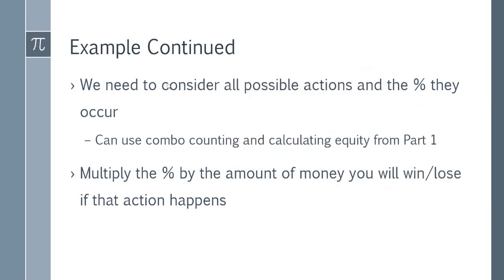So once you've considered the percents of times that something happens, you multiply that percent by the amount of money you will win or lose if the action happens. And then you add up the results for each action. So the percent that something happens times the money won or lost, plus the percent that the next thing happens times the amount of money won or lost, plus the next thing, amount of money won or lost. You just keep doing that until you've gone through each of the possible actions based on your decision.